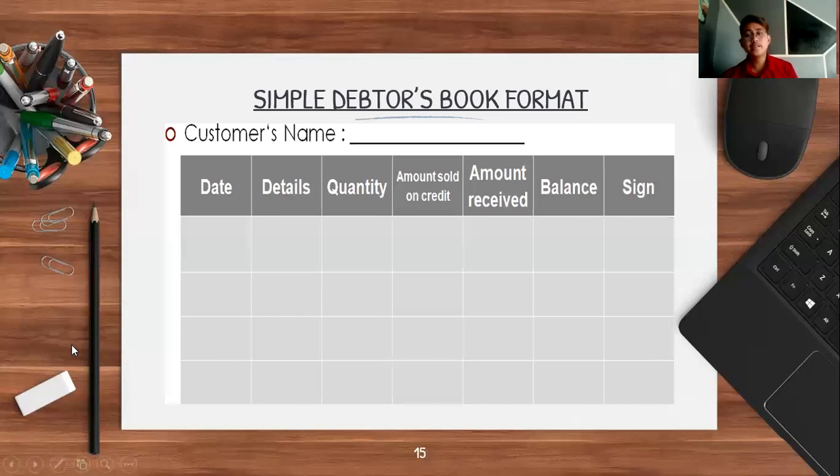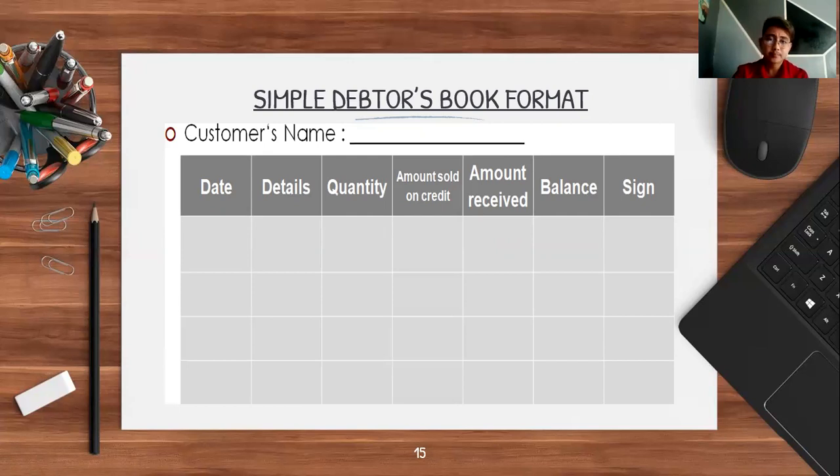Next, this is the example of debtor's book format. So the customer's name, okay, make sure po na clear po yung pagkasulat ng customer or yung debtor. So we have the date, the details, the quantity, the amount sold on credit, the amount received, the balance, and sign. So complete na po yan. It will be easy for you as a businessman or as an entrepreneur to have a credit on sale.